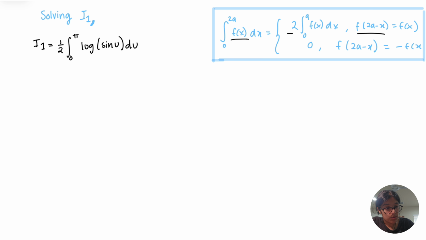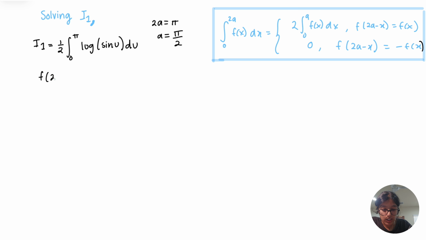So in order to do this, once again, we need to figure out what our value of a is. So we know that 2a over here is our upper bound. So if 2a is equal to pi, then we know a has to be half of that, so a is equal to pi over 2. Now we need to figure out which scenario we are using, right? Are we using the one where it's equal to f of x or the one where it's equal to negative f of x? In order to do that, we need to find what f of 2a minus x is equal to. So let's do that right now.